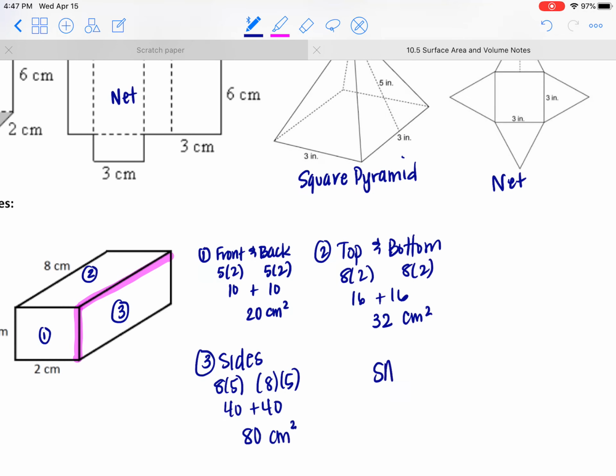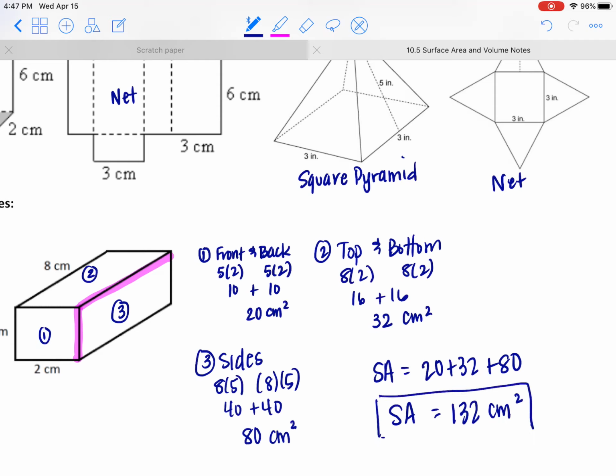So now if we add all of those together, the total area of all of those surfaces, we have our surface area. So the surface area, which I'll just call SA, is going to be 20 plus 32 plus 80, which is going to be 132 centimeters squared. Okay, so there it is.